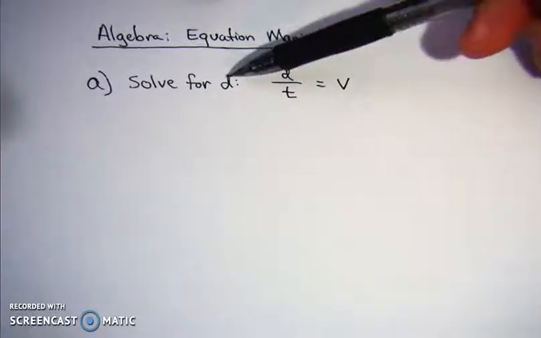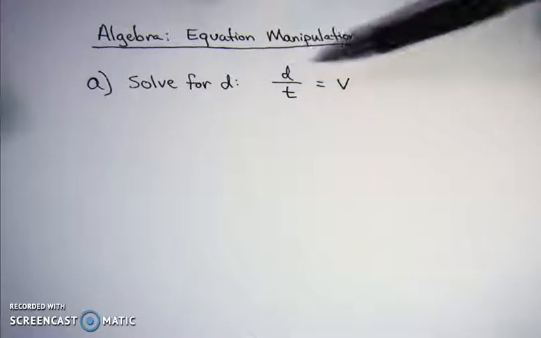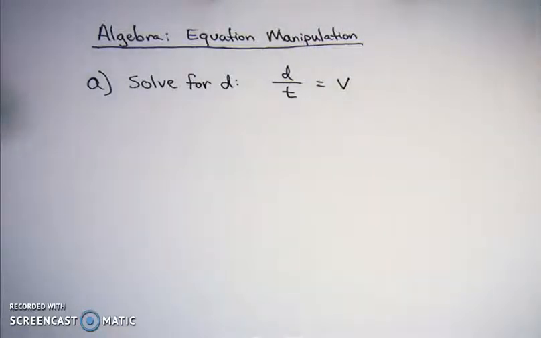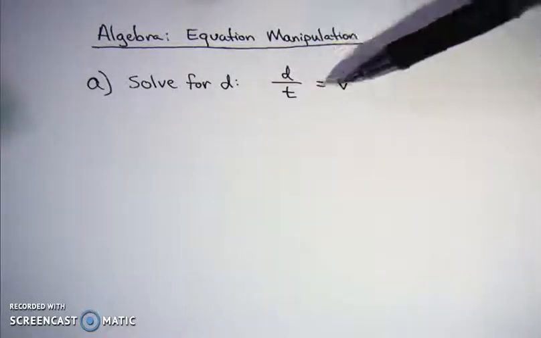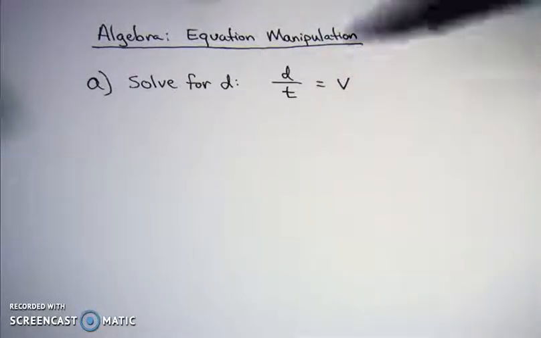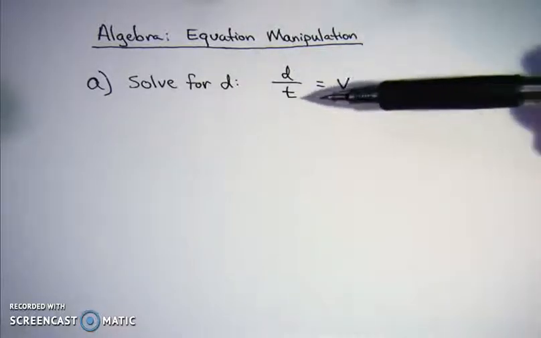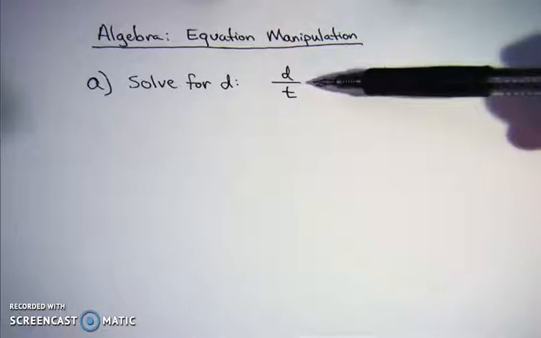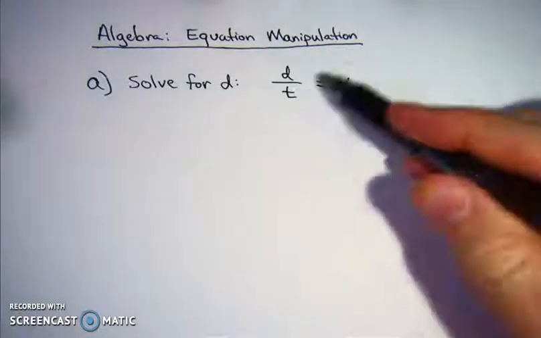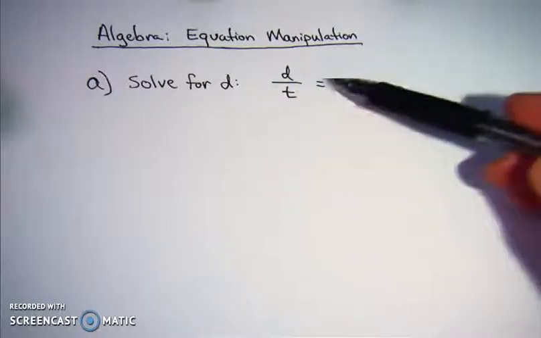We have solve for d. D over t equals v, and we'll worry about what these variables are later when we start talking about distance, time, velocity, things like that, but for right now, it doesn't matter what they are. Let's just rearrange these different variables. Solve for d. You have d over t equals v, and we need to isolate d, get d by itself. So how would I get d by itself? I need to get rid of t, right? T is on this side with v, so let's get rid of t.